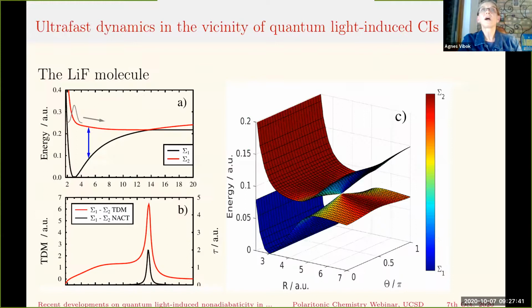But now I will show dynamical results as well. This is another molecule, the lithium fluoride molecule. We have also 2 states, but this molecule has a natural avoided crossing. Before we had only a bonded structure, and now we have a dissociative state as well. This is the natural avoided crossing, and we created another one with a cavity. We coupled these 2 states, and this is the light-induced conical intersection here. You see the TDM and the nonadiabatic coupling in that region, and we discussed the dynamics.